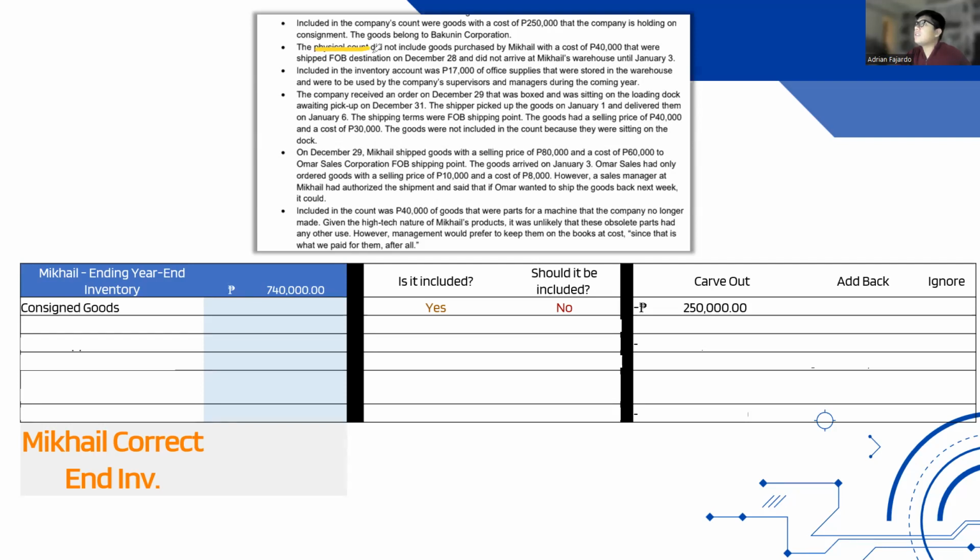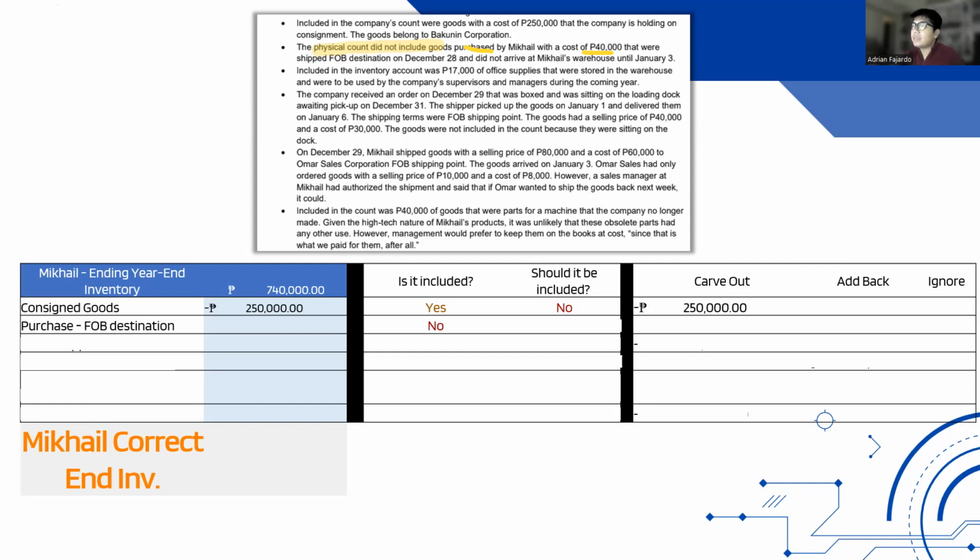Next item. The physical count did not include the goods. So is it included? No. So it was a purchase FOB destination. Did they include it? No. So the question is, should they include it? So nag-purchase raw siya ng cost of 40,000. So who are we? We are the buyer. FOB destination. Who owns the goods pag FOB destination? The seller owns the goods in transit. We're the buyer. So do we own the goods? No.